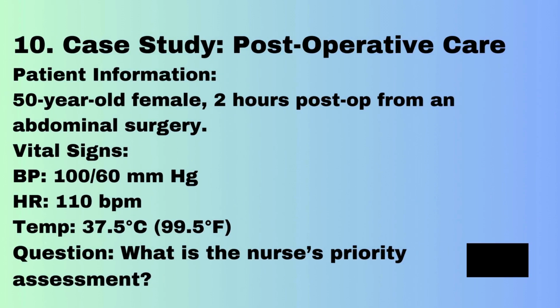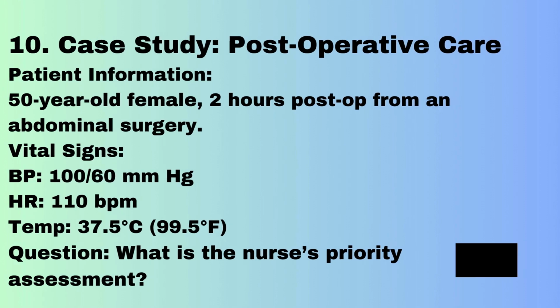Case study. Post-operative care. Patient information. 50-year-old female, 2 hours post-op from an abdominal surgery. Vital signs. BP 100/60 mmHg. HR 110 BPM. Temp 37.5 degrees Celsius, 99.5 degrees Fahrenheit. Question: what is the nurse's priority assessment?